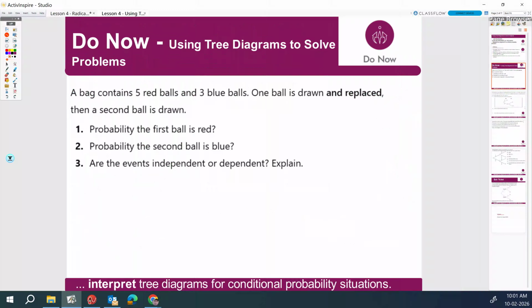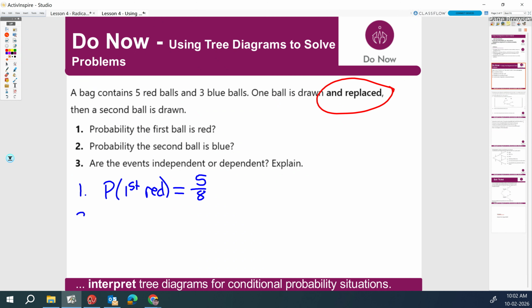Okay, welcome back. A bag contains 5 red balls and 3 blue balls. One ball is drawn and replaced, then the second ball is drawn. What is really crucial about this question is whether it is with replacement or without replacement. Take extreme care whether replacement occurs or doesn't occur. So when the first ball is drawn, there is a total of 5 red balls in the bag. So the probability that the first one is red is going to be, there are 5 red balls and there are 8 balls in the bag. 5 over 8.